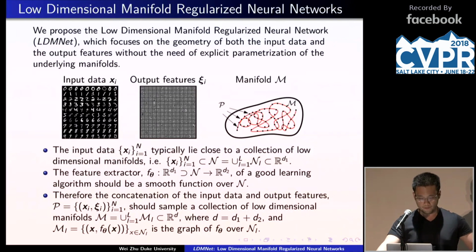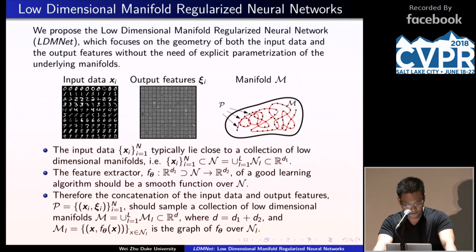We proposed a low-dimensional manifold regularized neural network. It focuses on the geometry of both the input data and the output features. And we don't need to explicitly parameterize the underlying manifold.